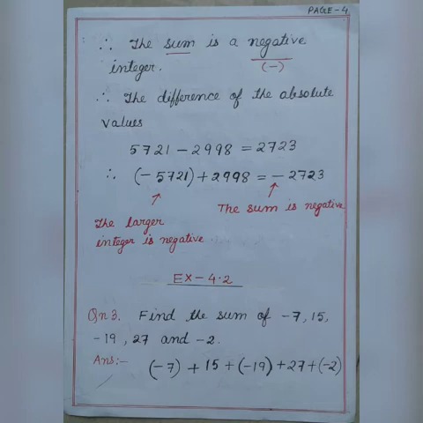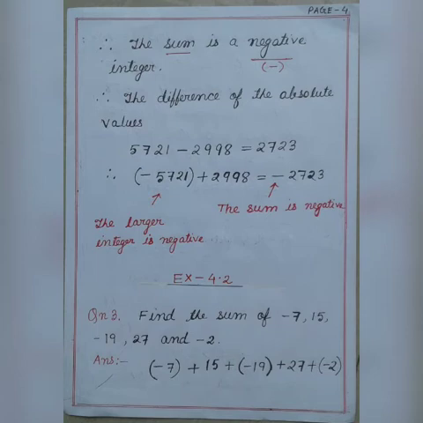Now, following rule 3, the difference of the absolute values, 5721 minus 2998, is equal to 2723. Therefore, minus 5721 plus 2998 is equal to minus 2723. Because the larger integer is negative, the sum is also negative. We have to put a negative sign before the difference of the absolute values of the given integers.